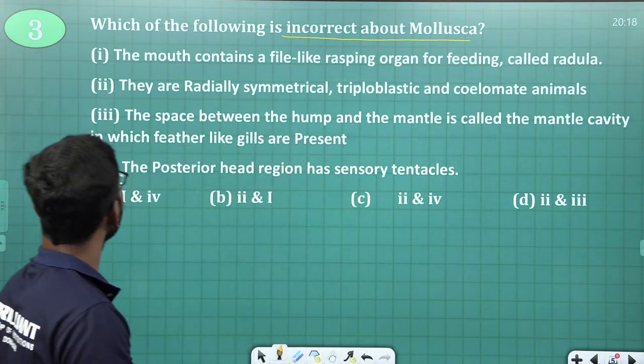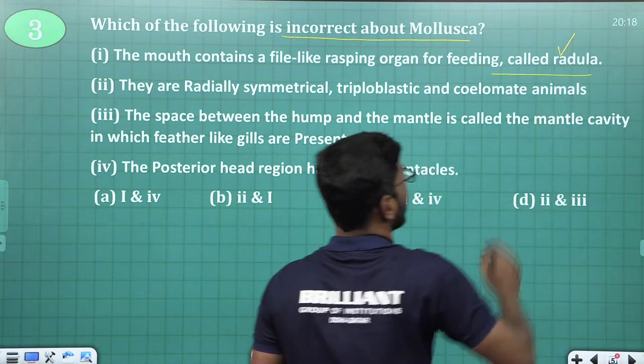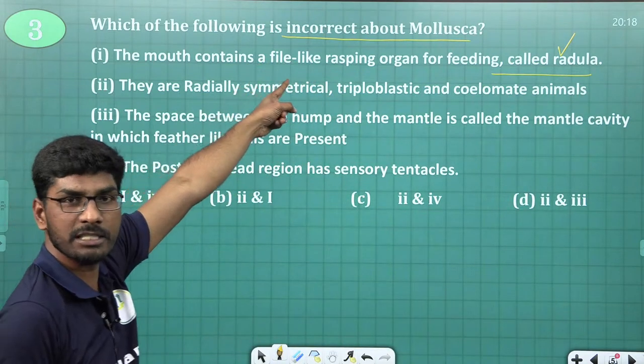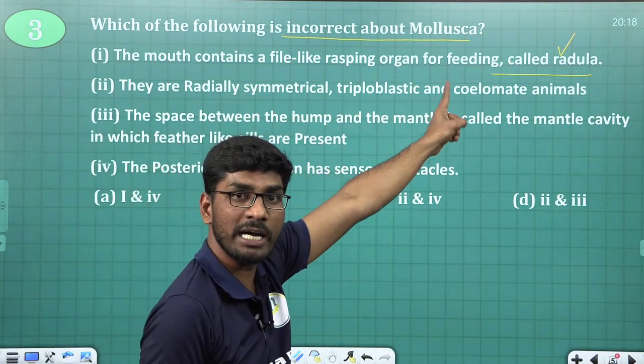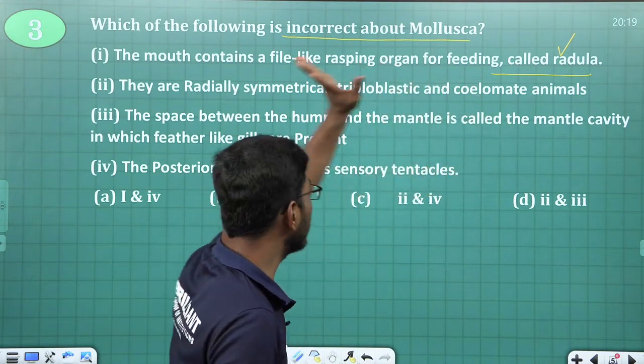Now look at what is given. Mouth contains a file-like rasping organ called radula. Statement correct. They are asking the incorrect statement. First statement correct. Radula, gastropoda, especially apple snail, pila. There is radula.